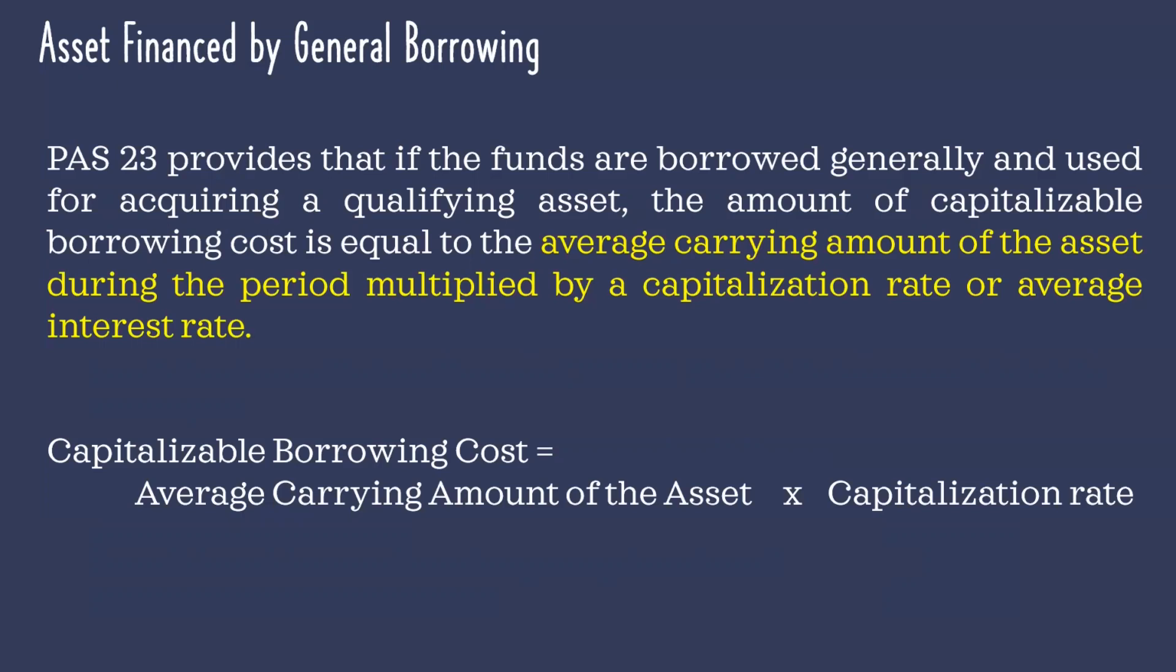So balikan lang muna natin. Pag sinabi nating financed by general borrowing, ibig sabihin class, nangutang ka and that particular utang is not really specifically intended to finance the qualifying asset. However, in the course, since nagko-construct ka, portion of that borrowings was used sa pag-construct ng qualifying asset. So ang problema natin ngayon is magkano ba ang amount na ikakapitalize natin as part of the cost of the asset. So we have here a formula.